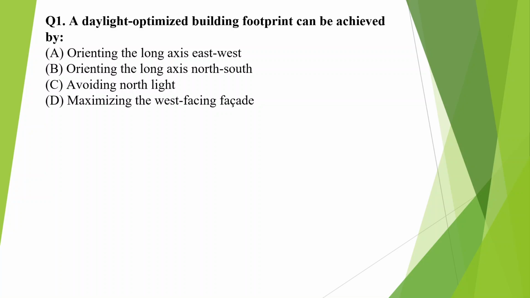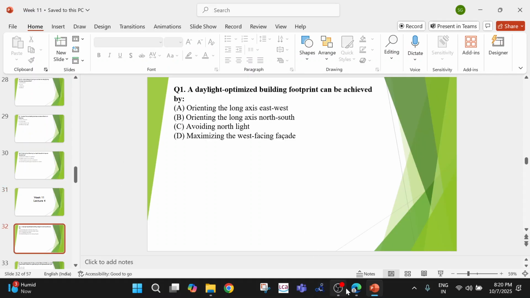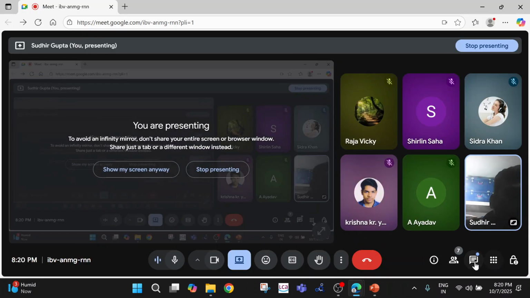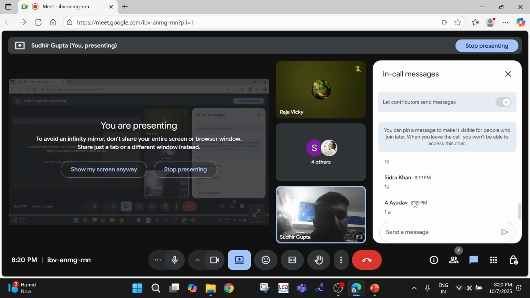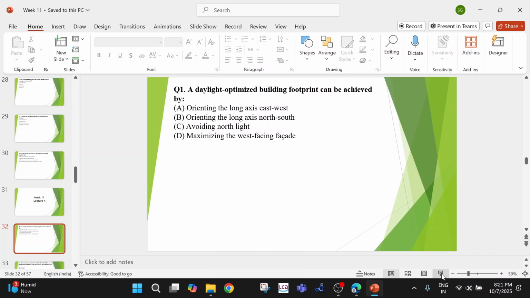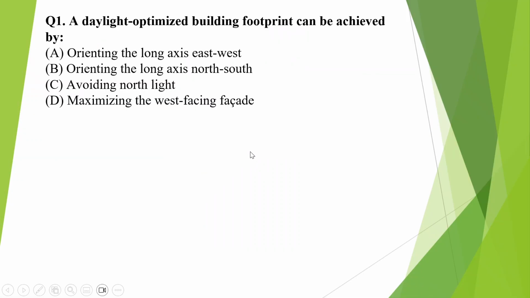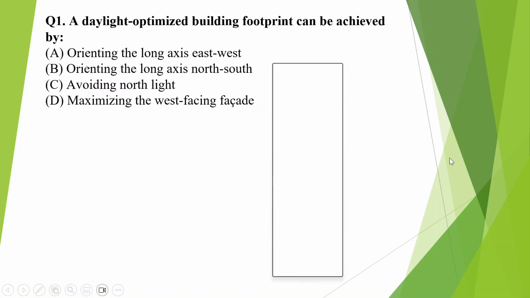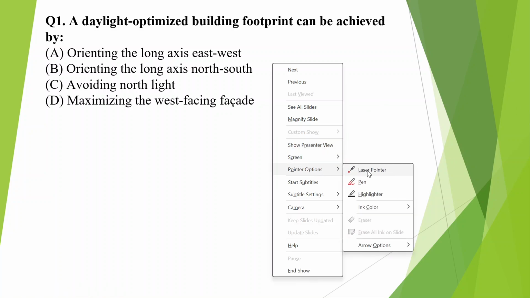So this type of question will be asked, but you have to know very well what the correct answer is, guys. So Sidra is saying one. Everyone is saying one. Most of you are going for one, but one of you is going for option B. So let me discuss for some of you. You know very well that when the long axis is oriented in the east and west direction, let me draw it for better understanding of you all.